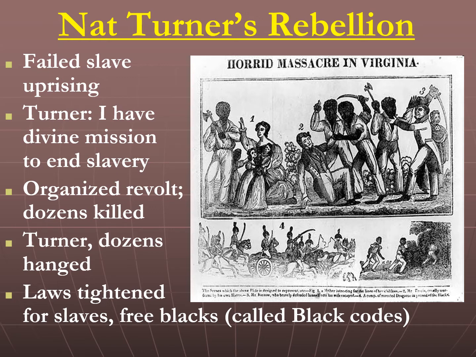There were not a lot of slave rebellions in the United States during this time. However, the biggest one was Nat Turner's Rebellion. Nat Turner's Rebellion is going to kill about 50 people. It went on for several different plantations.